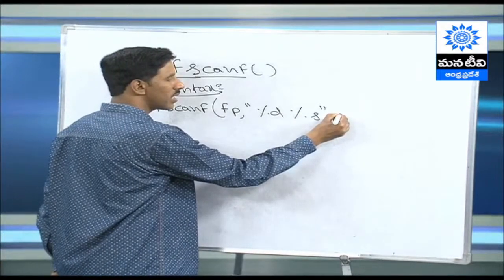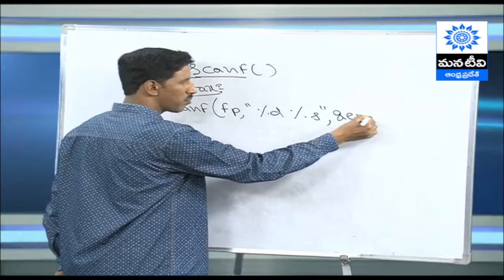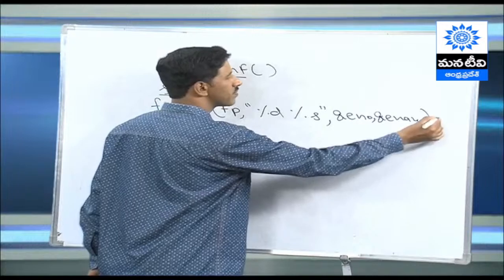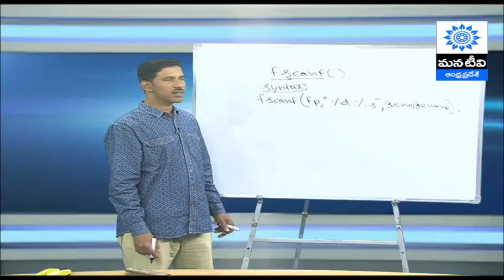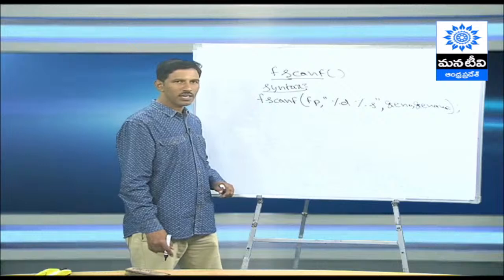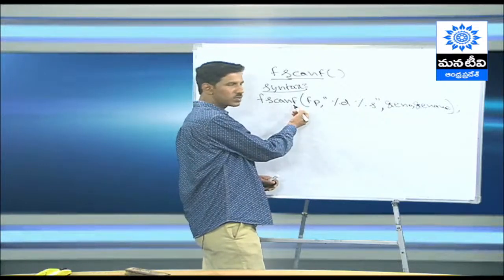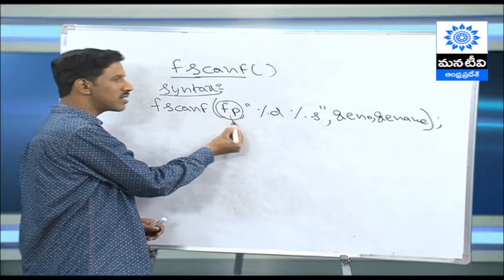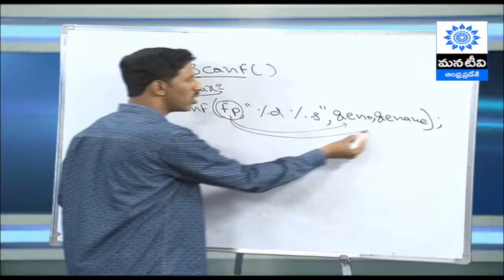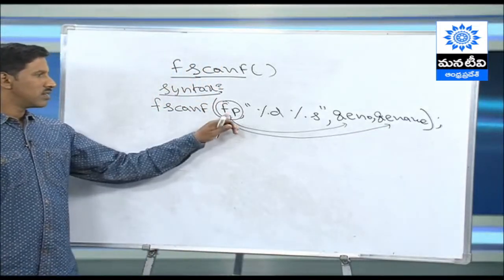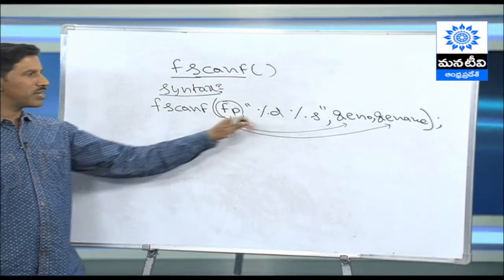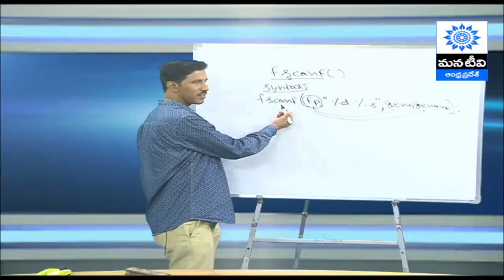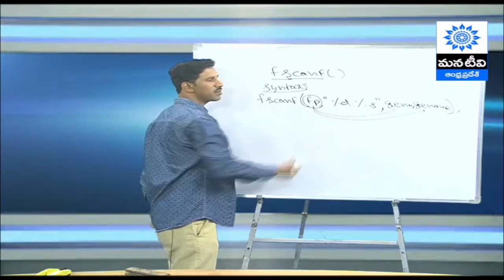How do we read the variables? I want to use the ampersand with employee number, to read the employee number, and ampersand employee name. What is the meaning of this? When I use fscanf, I want to read the data from the file pointer. Which variable is it sent to? Ampersand eno, ampersand ename. Within the file you already have some data, and that data will be read into these variables, ampersand eno and ampersand ename. That is called fscanf, to read the data from the files into variables.